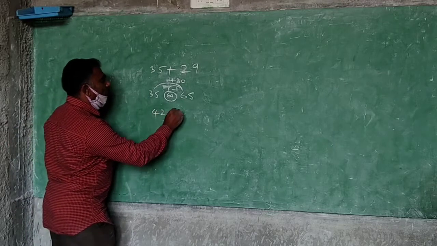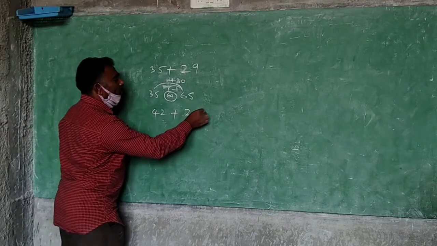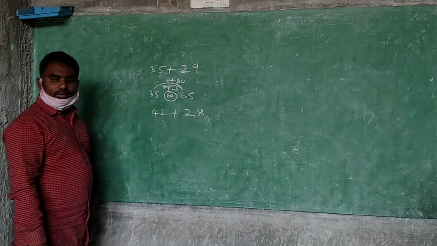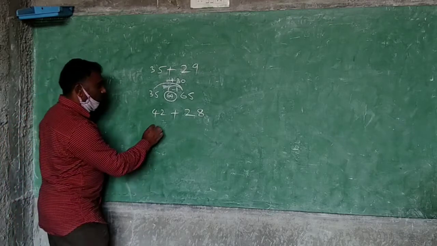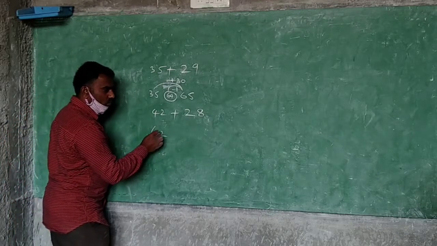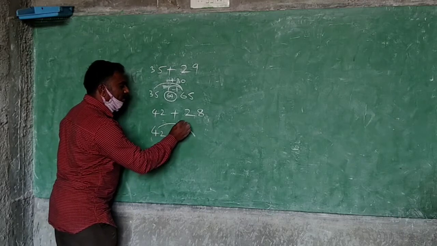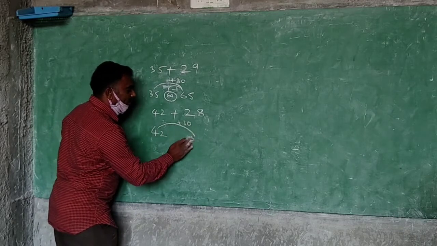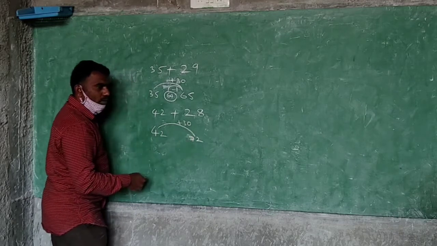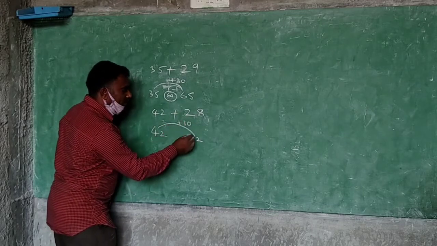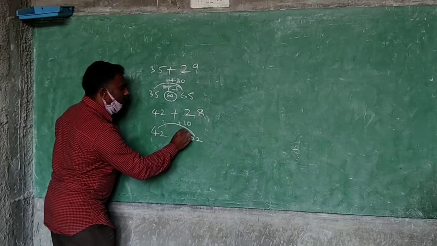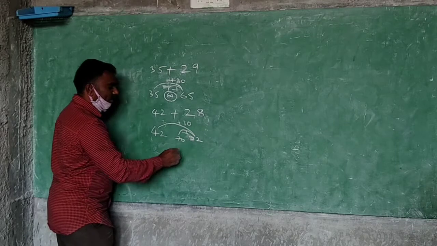So 42 plus 28. Then what will you do? 42 plus 30 means 72. Extra you have taken, no? Extra means that will come back. Minus 2 means what is the answer? 70.